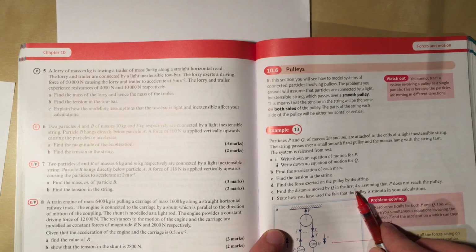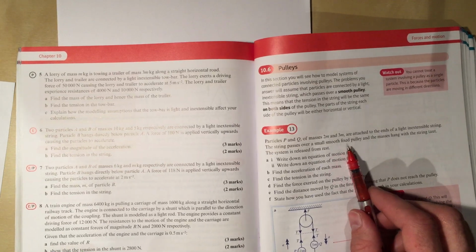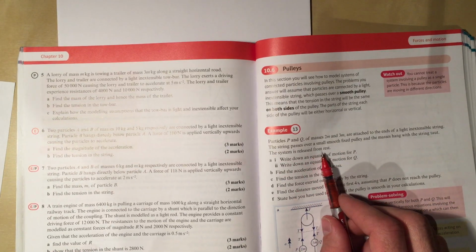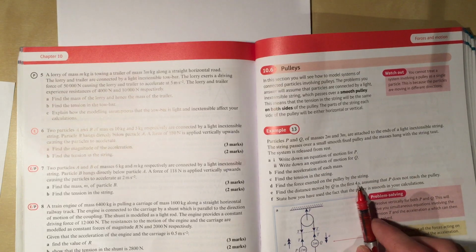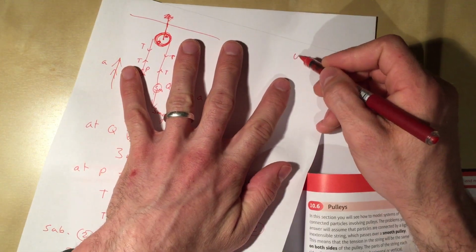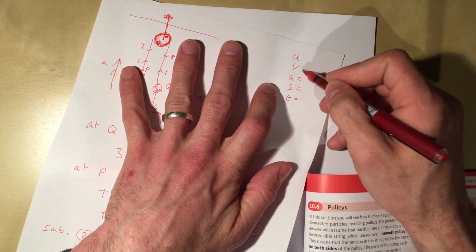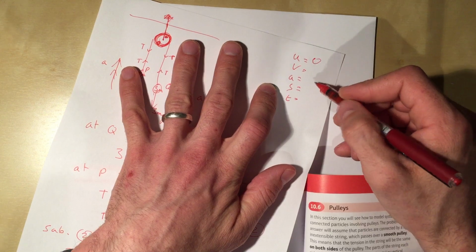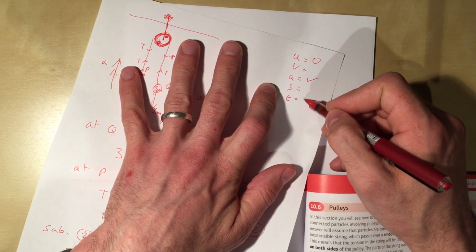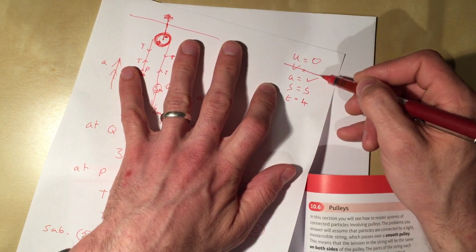Now, find the distance moved by Q in the first 4 seconds. We know that it starts from rest because it tells us that up here somewhere, the system is released from rest. We know that it's moving for 4 seconds, and we've found the acceleration that it moves with. So if we write down our information, u, v, a, s, and t: u we know is 0. a we know because we've found it. t is 4 seconds because that's what they told us. s is the thing we're trying to find.